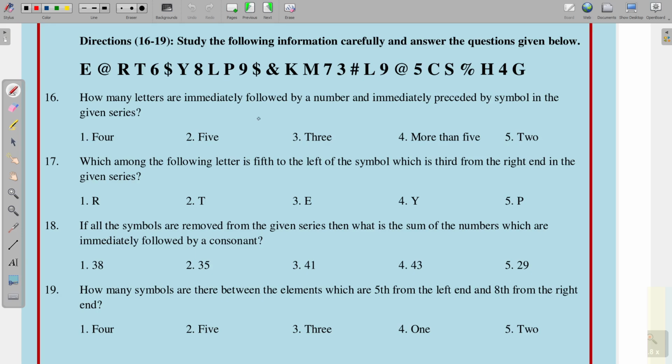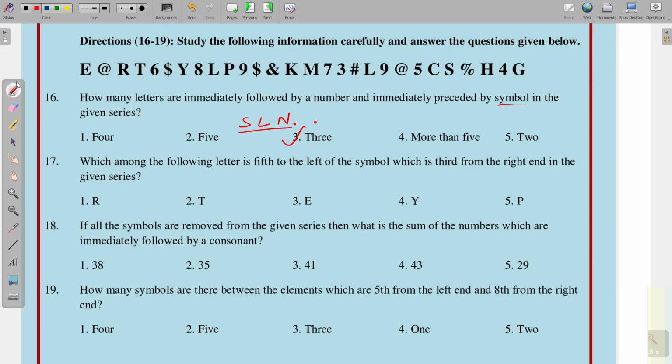How many such letters are there immediately followed by a number and immediately preceded by a symbol? So we need to find symbol, letter, number. So symbol, letter, number is one pair, and next symbol, letter, number 2 pairs, symbol, letter, number 3 pairs. Total 3 pairs are there.